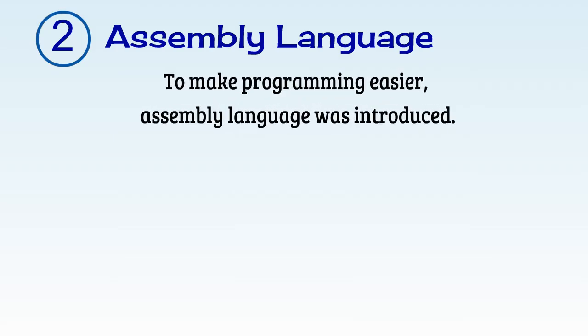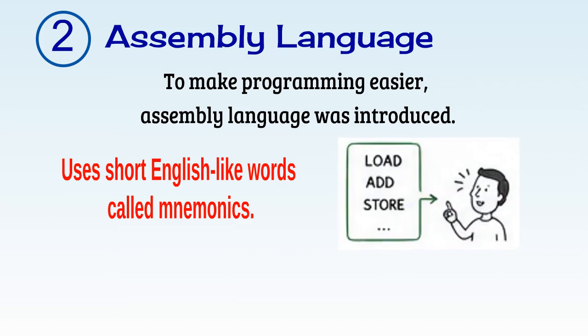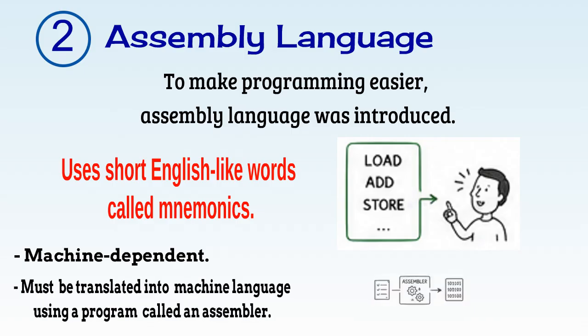Assembly language. To make programming easier, assembly language was introduced. Instead of binary numbers, assembly language uses short English-like words called mnemonics. For example, load, add, store. These instructions are much easier for humans to understand. However, assembly language is still machine-dependent. Before the computer can execute it, it must first be translated into machine language using a program called an assembler.